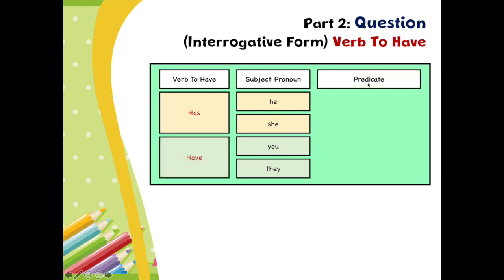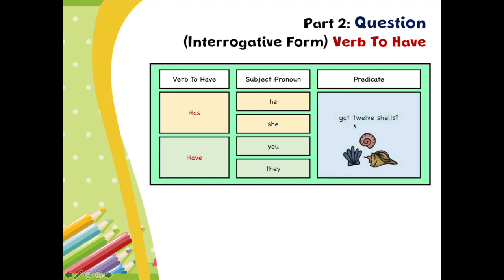And the predicate for this part is got 12 shells. And bear in mind, if the interrogative form means it is a question, so you have to write a question mark at the end of your sentence. So it will look like this.